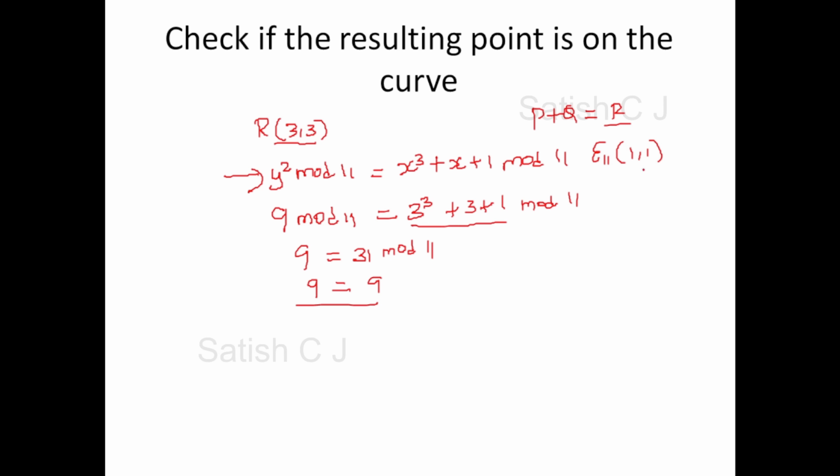E11(1, 1). That is the curve constructed over the set of all integers mod 11 with the value of A to be 1 and B to be 1. So this is how you add 2 points on an elliptic curve, provided the 2 points are not equivalent to each other. I hope you are clear with this.